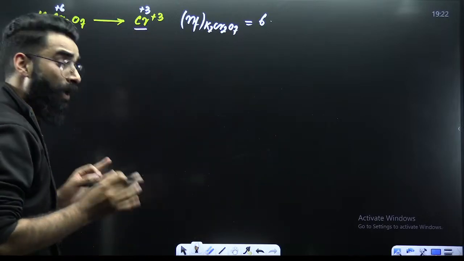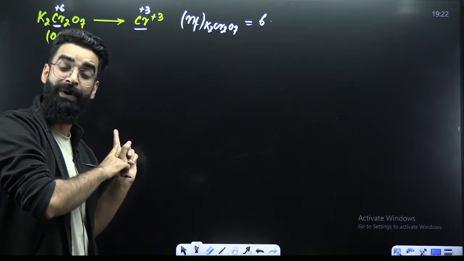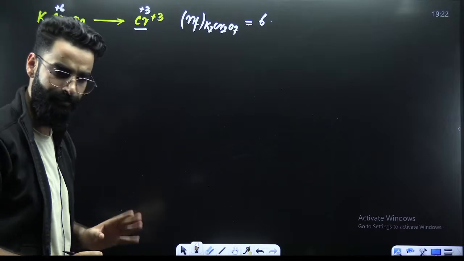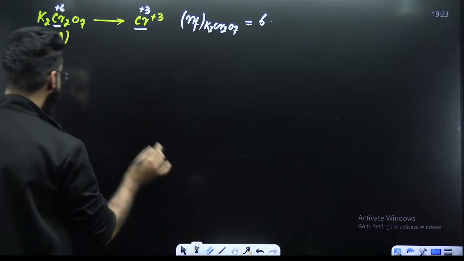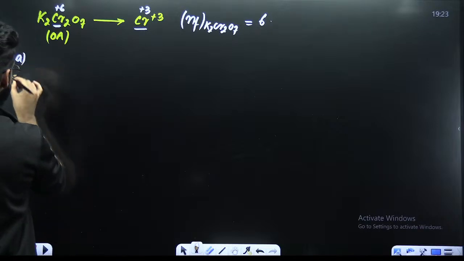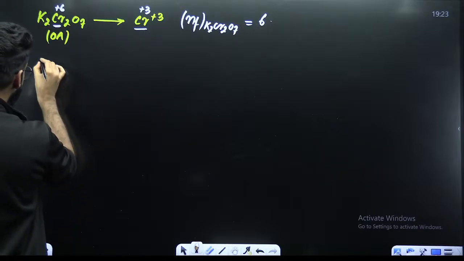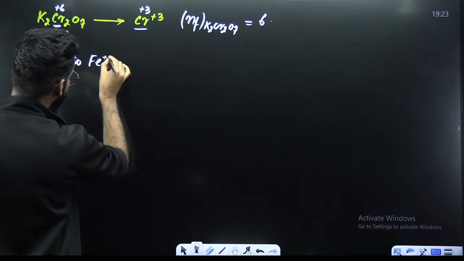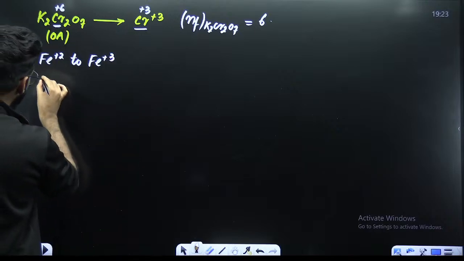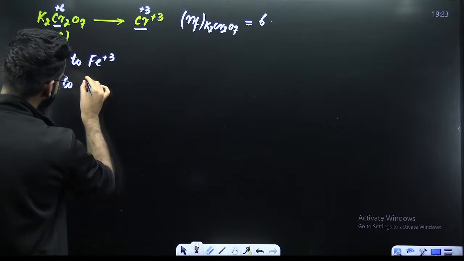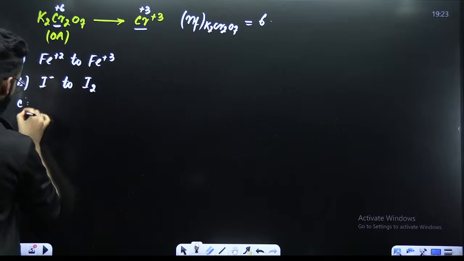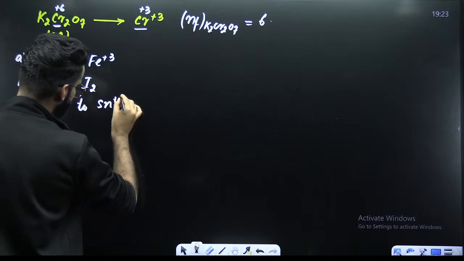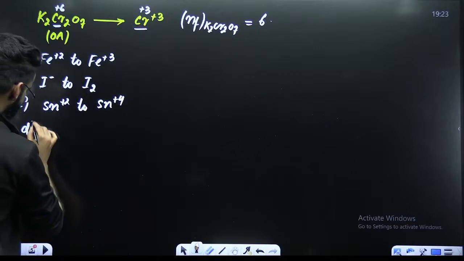Now, whatever reactions KMnO4 was showing in acidic medium, similar reactions K2Cr2O7 is also going to show. Let me write them again. The first one: K2Cr2O7 converts Fe di positive into Fe tri positive, in acidic medium. It converts I negative into I2, again in acidic medium. It converts Sn di positive into Sn plus 4, again in acidic medium.